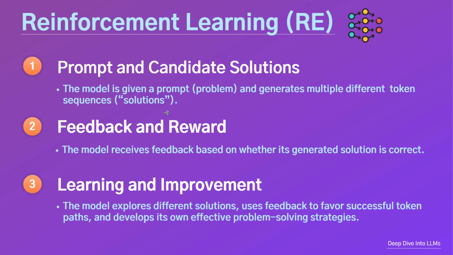Finally, learning and improvement. By trying out many different solutions and receiving feedback, the model learns which token sequences are more likely to lead to the desired outcome. It adjusts its internal parameters to favor the successful paths and discourage the unsuccessful ones. This process allows the model to discover its own effective strategies for problem solving, which might even differ from how a human expert would approach it.